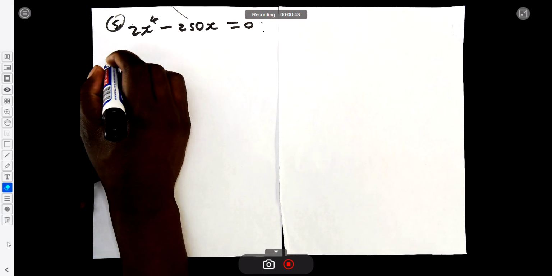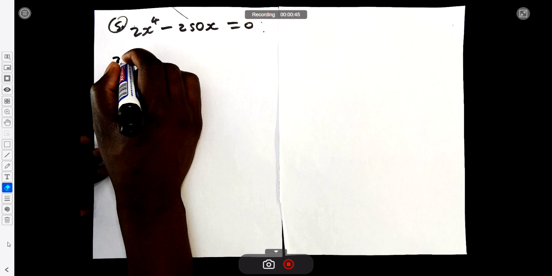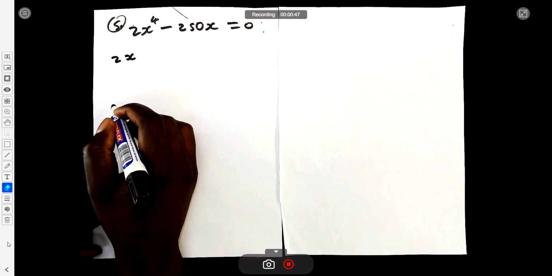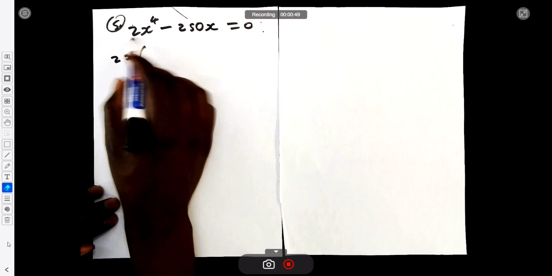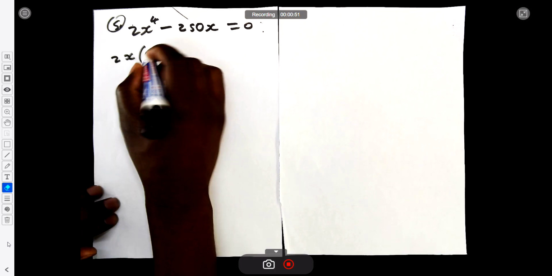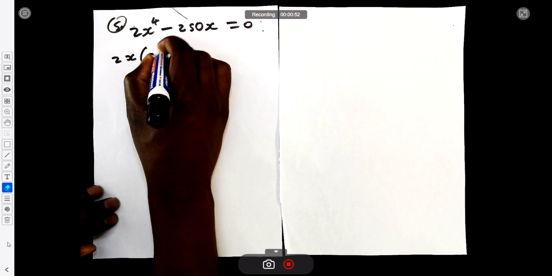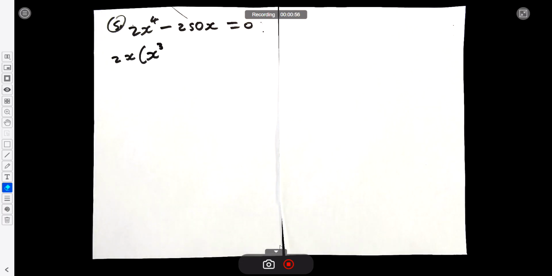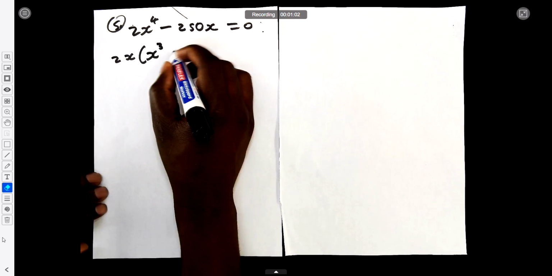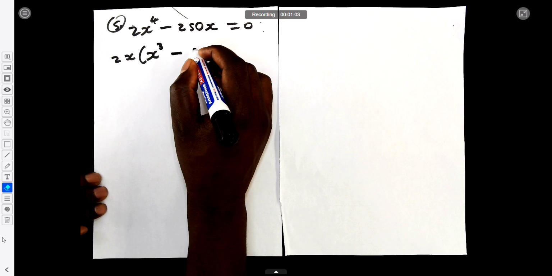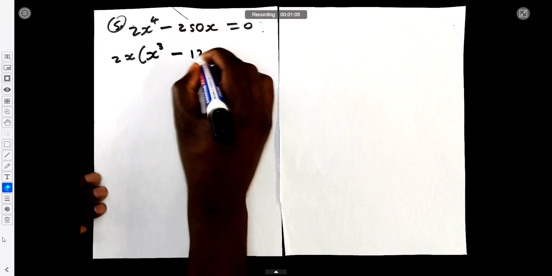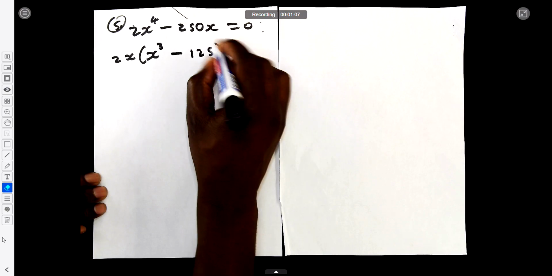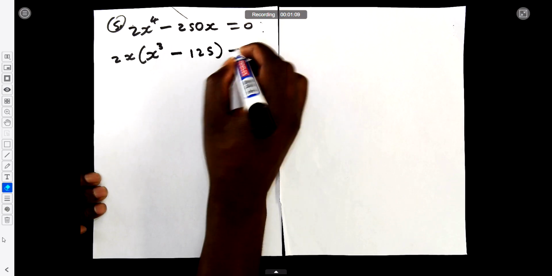We start with that. The highest common factor we see is 2x, isn't it? Then close bracket. If we divide this by 2x, we are left with x to the power of 3. And if you look at 250x, if we divide it by 2x, we're left with negative 125, in the closed bracket, therefore equals 0.